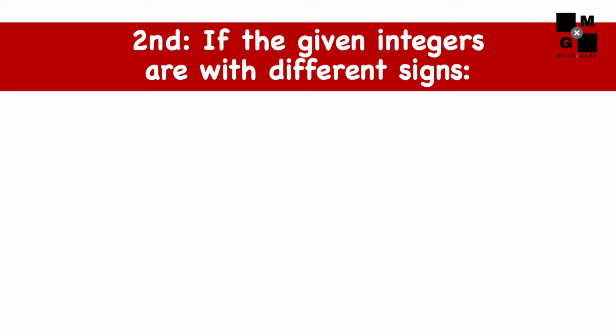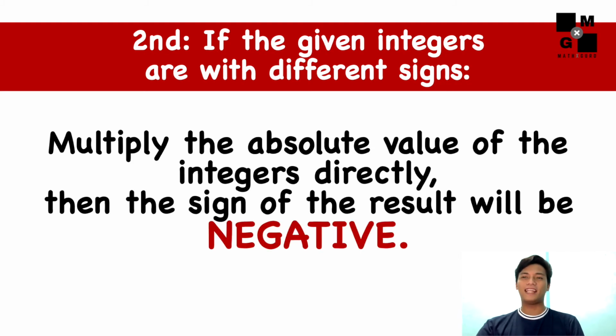Madali, di ba? Second, if the given integers are with different signs, multiply the absolute value of the integers directly, then the sign of the result will be negative.